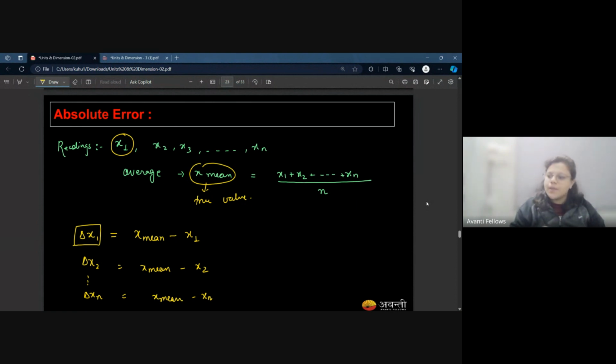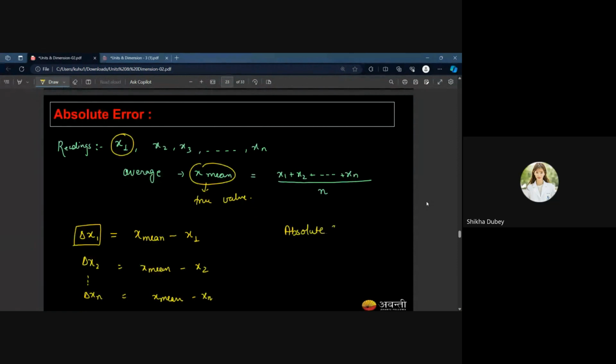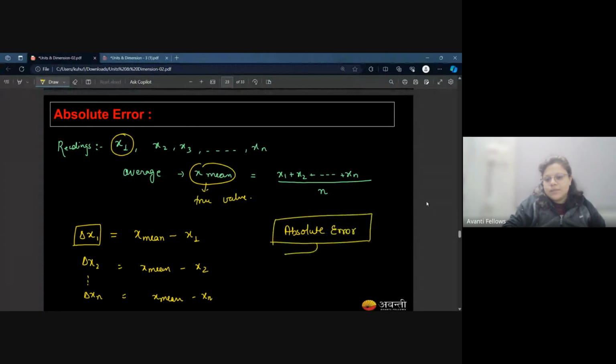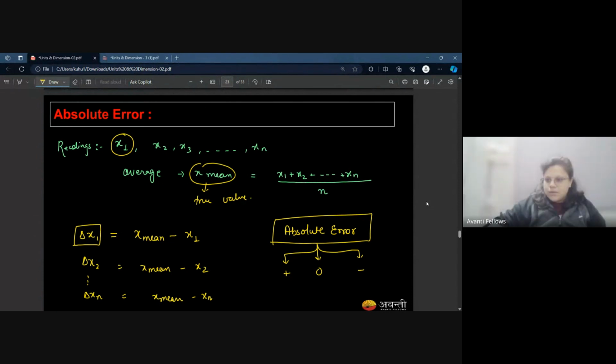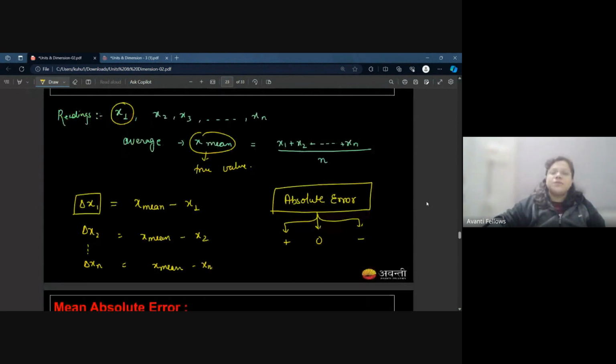Okay. So this absolute error, is it okay, Shikha? Yes, ma'am, got it. So these absolute errors can be positive, can be 0, or they can be negative also. Okay? Cool? Yes, ma'am.